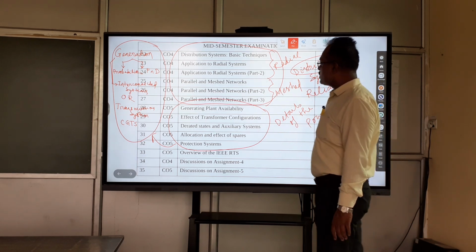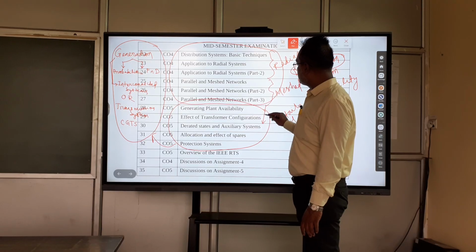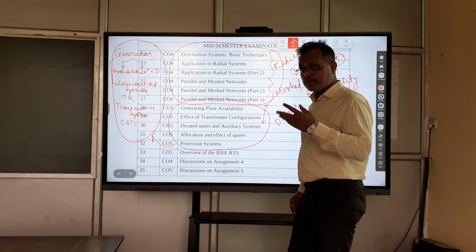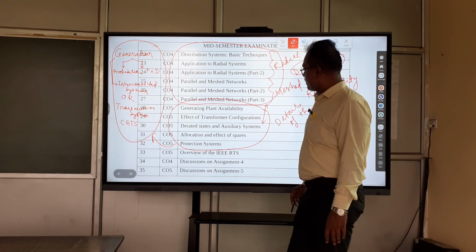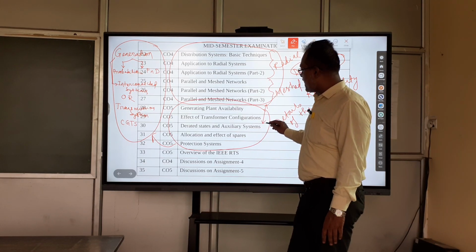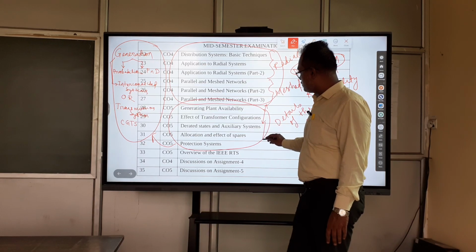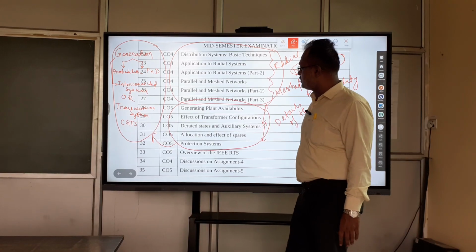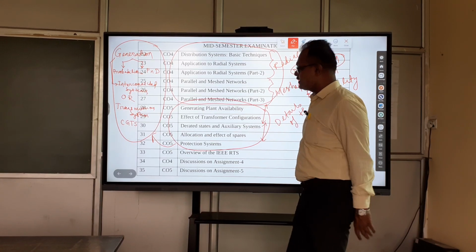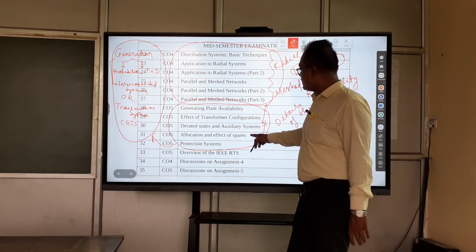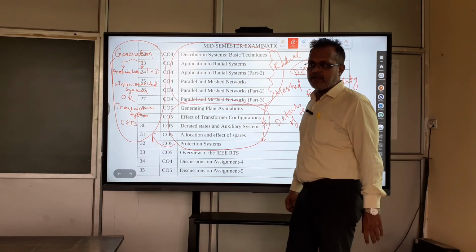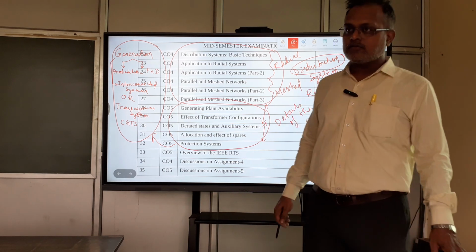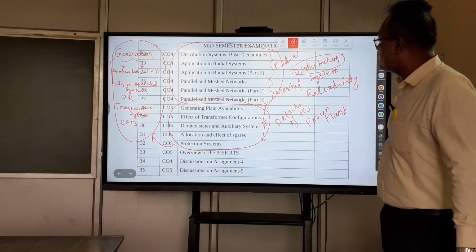Okay. First 2 classes we will see the generator and transformer configurations, how they affect the reliability of the power plant itself. Then we will extend this. In one class we will cover the auxiliary system in a power plant, their reliability, and how to allocate spares. As you know, every system in the power plant has spares. So how allocating spares affects the reliability.